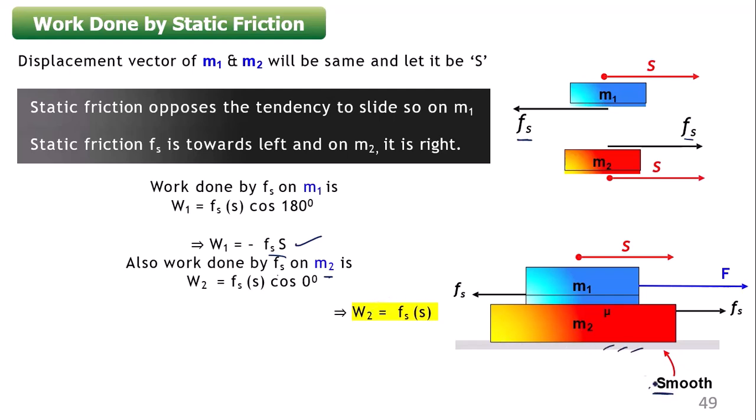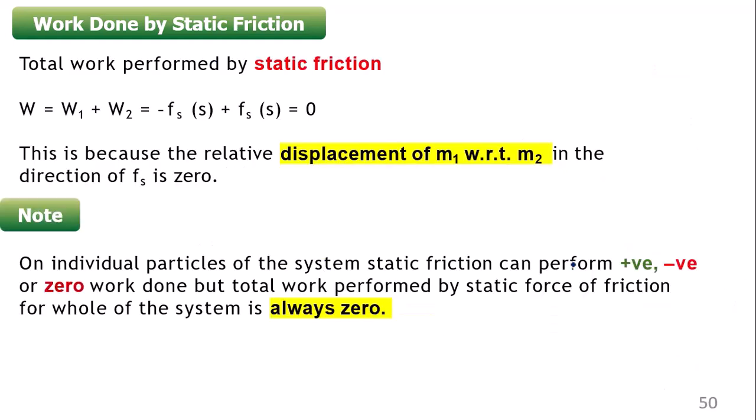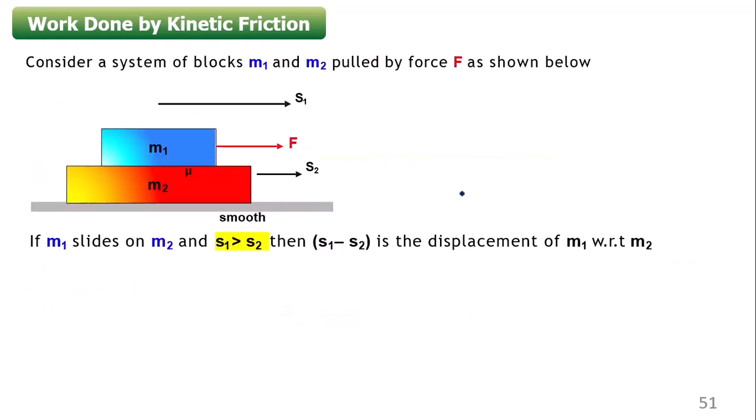There is no friction at the bottom of M2 because it is a smooth surface. Only the two blocks are moving together because of static friction. On an individual particle of the system, static friction can perform positive, negative or zero work. But for the whole system, it is always equal to zero. That means the net work by static friction is always zero for the entire system. Once we consider the combination of M1 and M2, the net work is zero. Okay, now come to the kinetic friction.